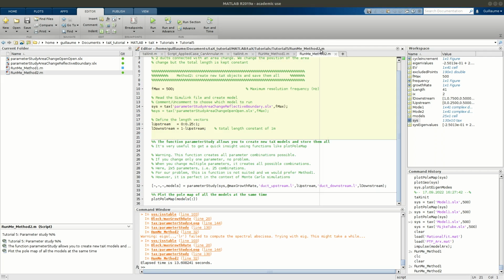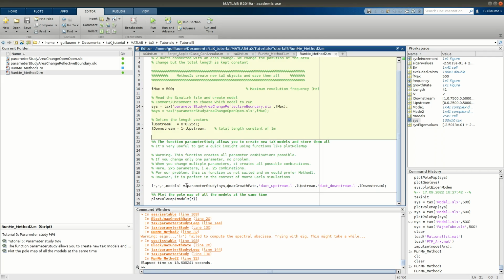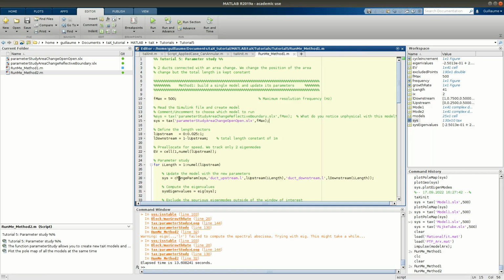So to summarize, you have 2 functions: parameterStudy, which is rather suited for Monte Carlo simulation when you want to try all possible combinations of parameters, and changeParam, which allows you to change as many parameters as you want from your system, and it will automatically update it.